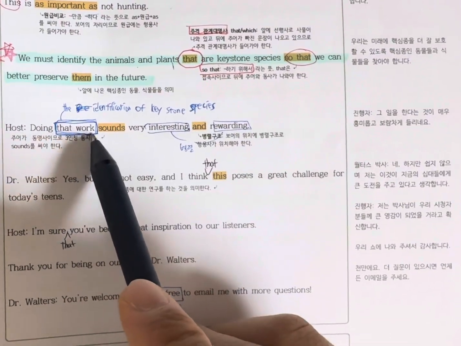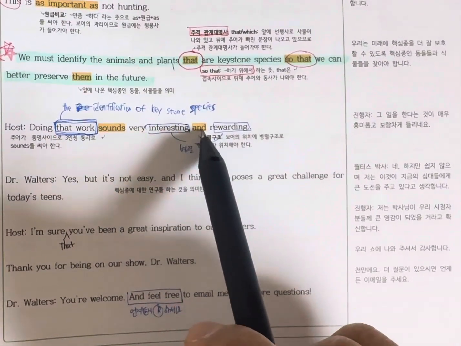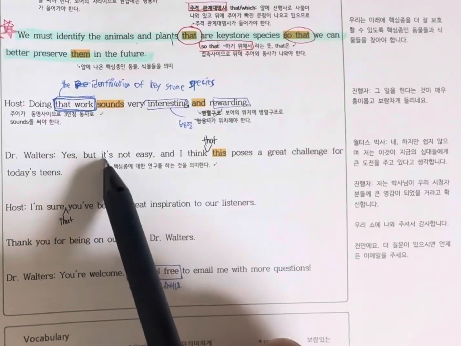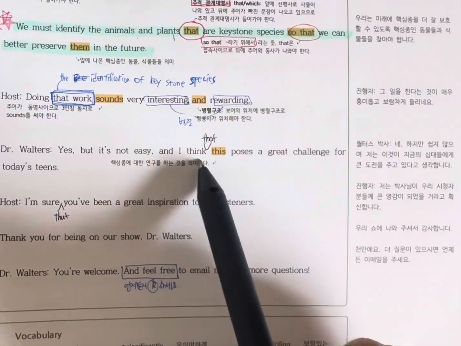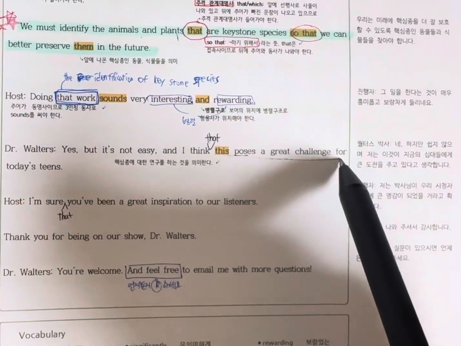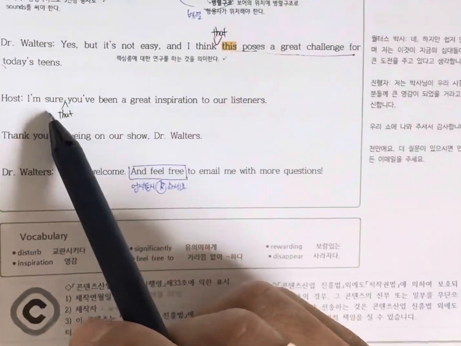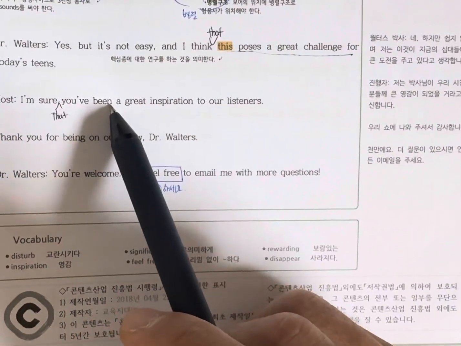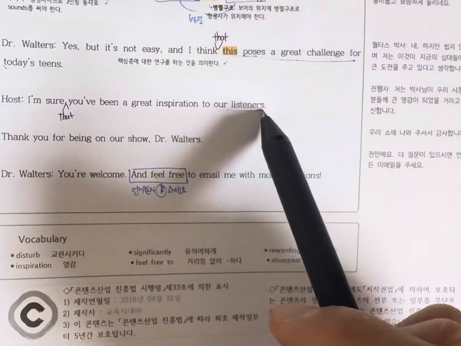Oh, doing that work sounds very interesting and rewarding. Yes, but it's not easy. And I think this poses a great challenge for today's teens. I'm sure you've been a great inspiration to our listeners.